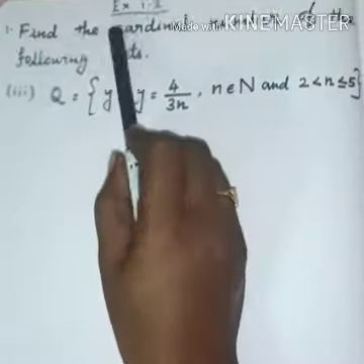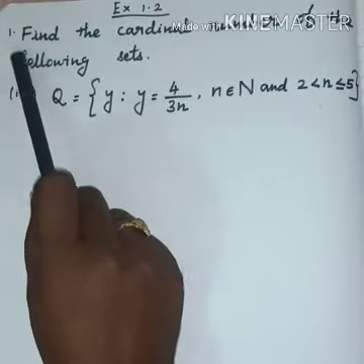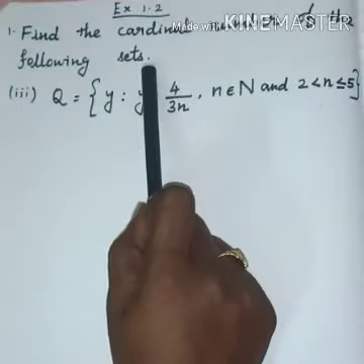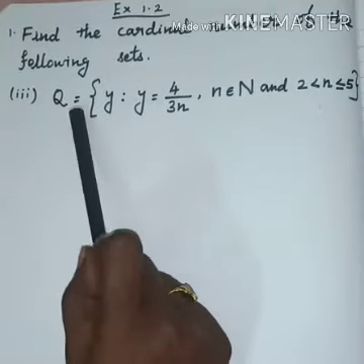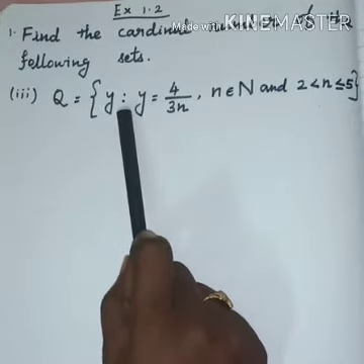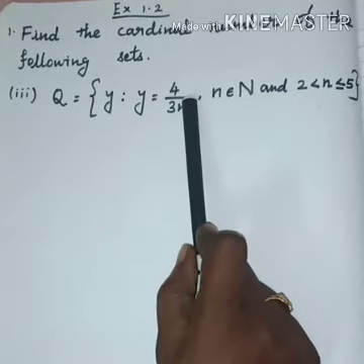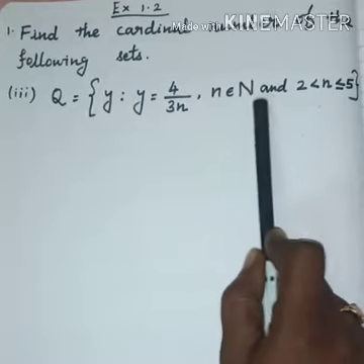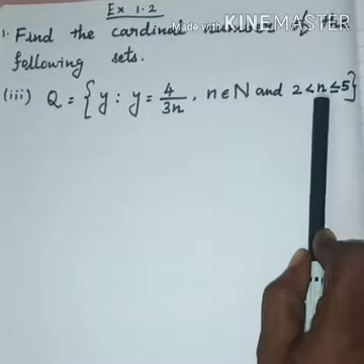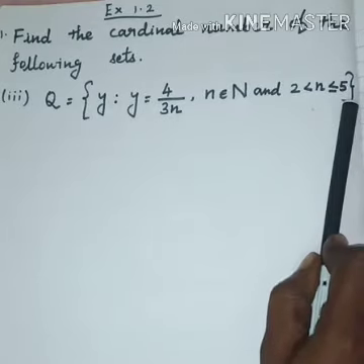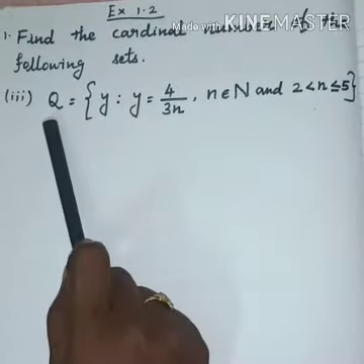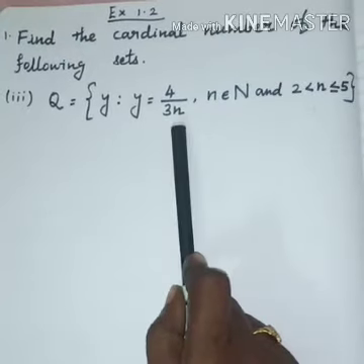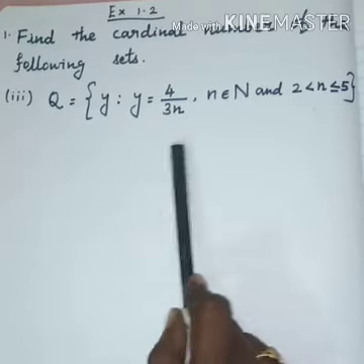Next sum is exercise 1.2. First sum, third subdivision. Find the cardinal number of the following sets. Third subdivision, Q is equal to the set of y such that y is equal to 4 by 3n, n belongs to natural number and 2 less than n less than or equal to 5. Here the set Q is given in set builder form. We have to change it in roster form like the previous sum.